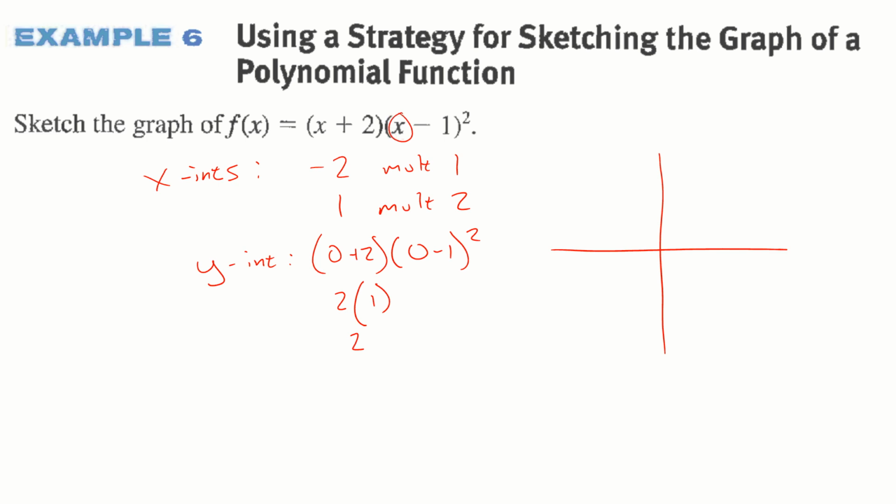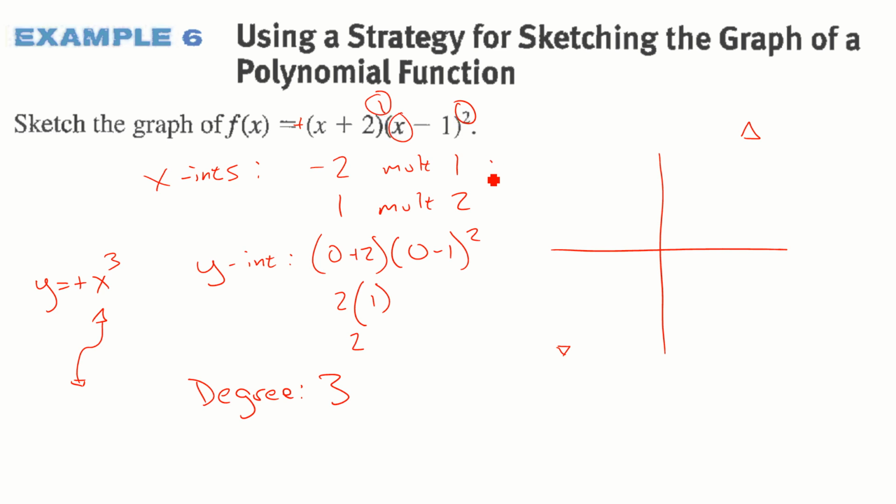Now let's talk about our end behavior. What's the degree of this graph? The degree is 1 plus 2. The degree is 3. The leading term is positive. So this is going to be very similar to y equals positive x cubed, which looks like this. So I know that my end behavior must be going up on the right and down on the left.